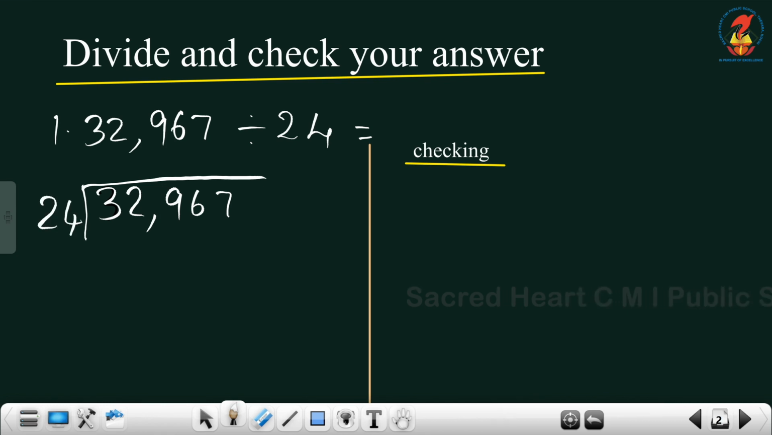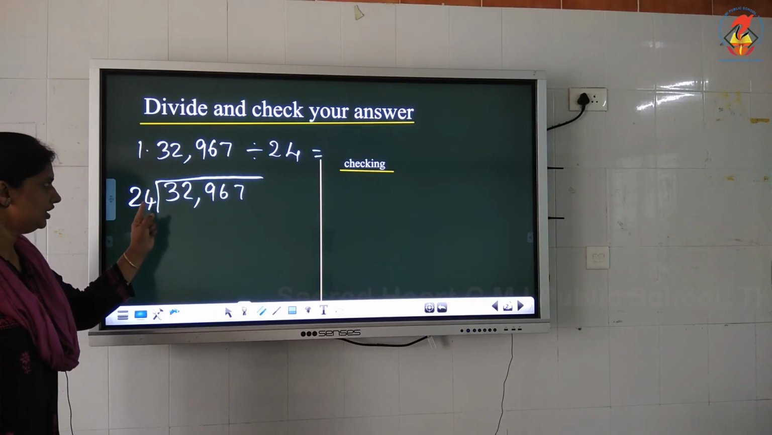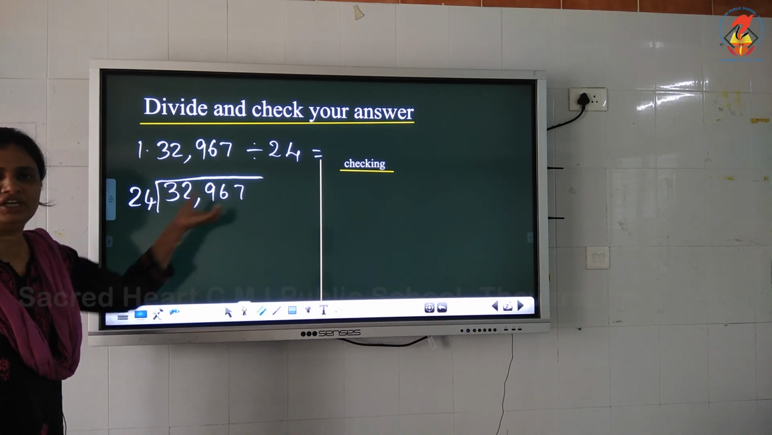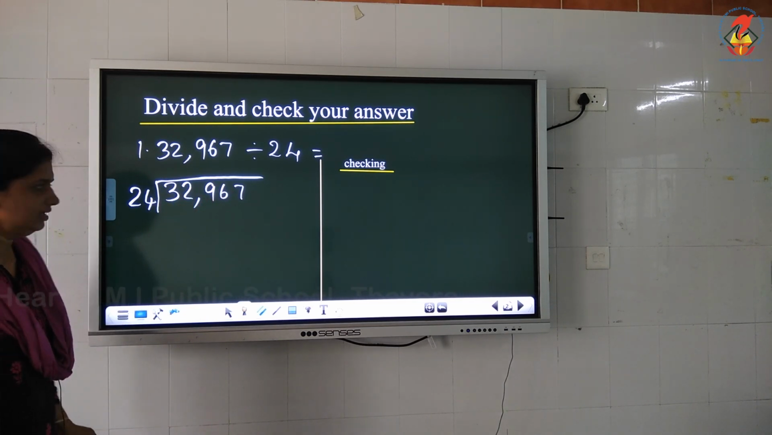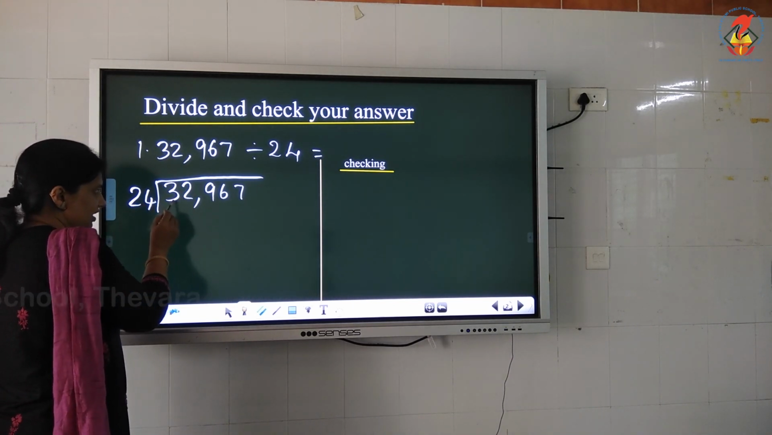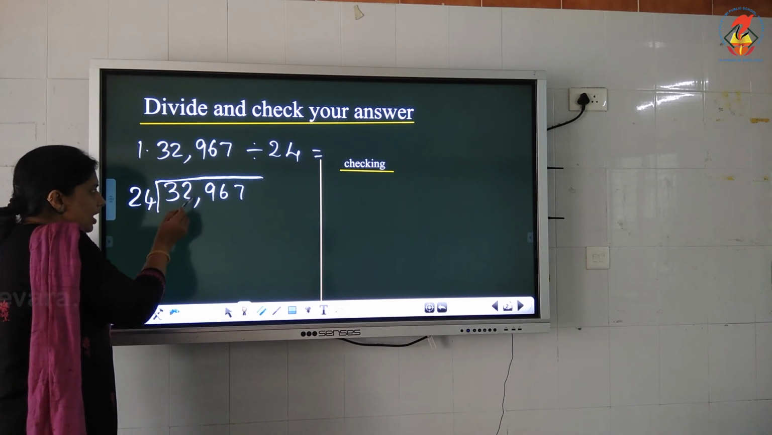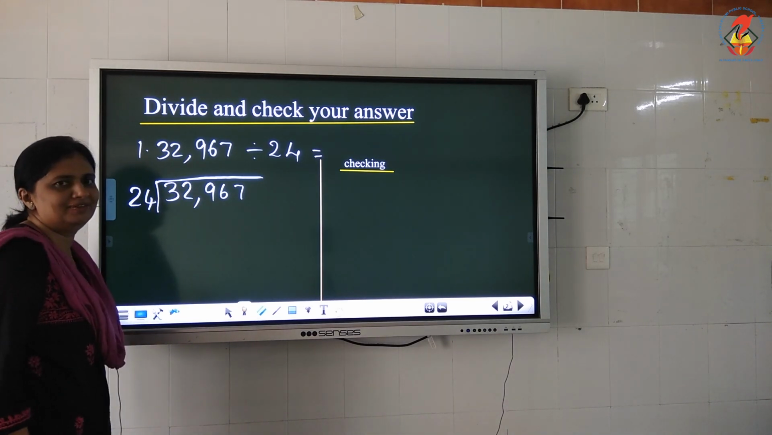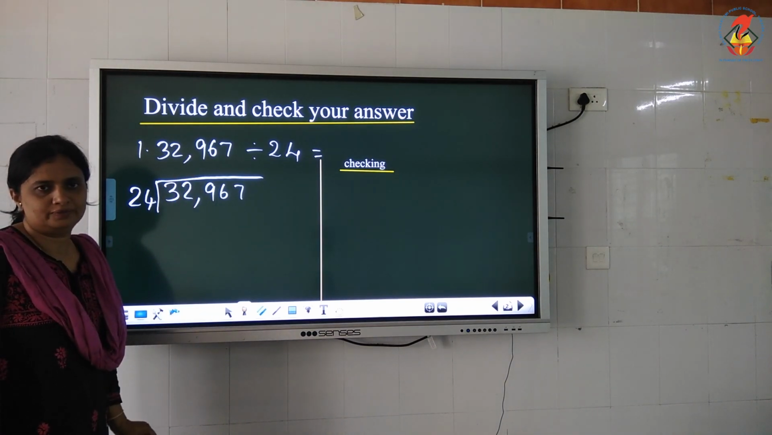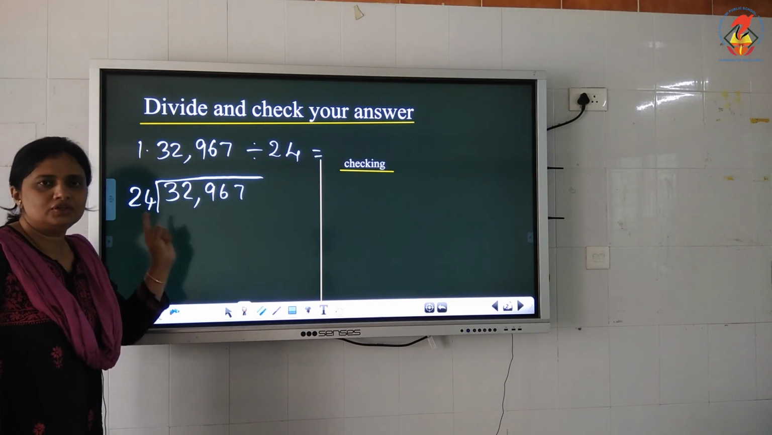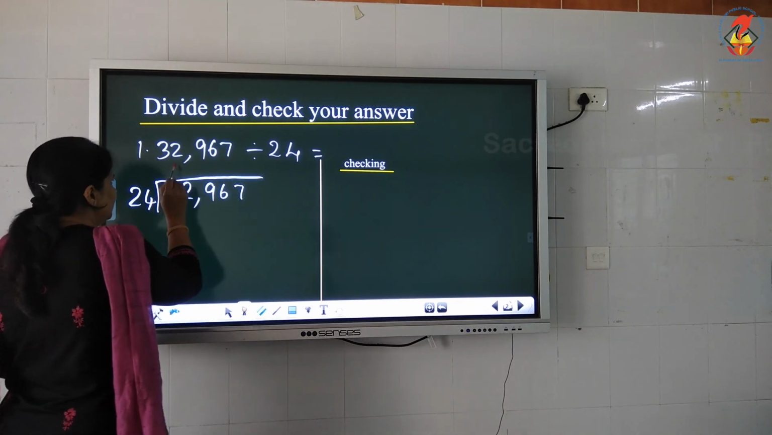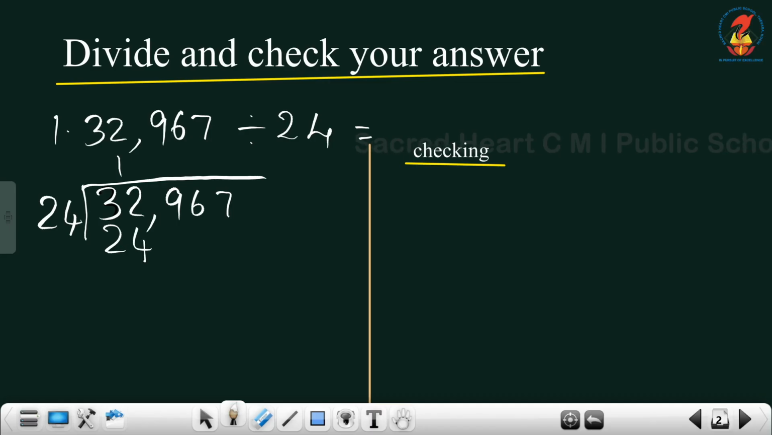Sometimes you don't know 24's multiplication table, right? At that moment you need to work out 24 into 2, 24 into 3 in the working column. Is it clear? First the divisor is 24 and the first number is 3. 3 is less than 24, so I need to consider two digits together, that is 32. 24 into which number equals 32? 24 ones are 24, 24 twos are 48. That's why we need to take 24 ones are 24.